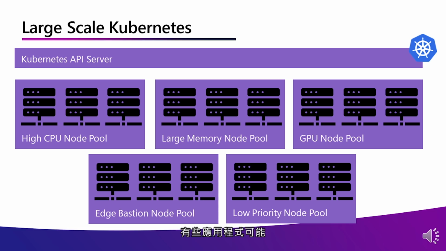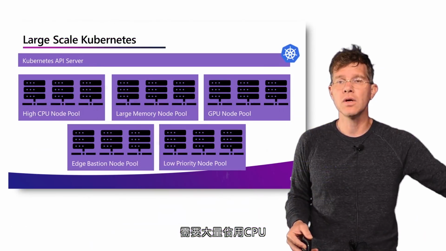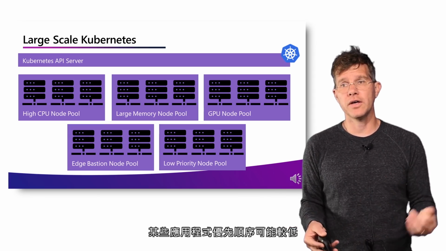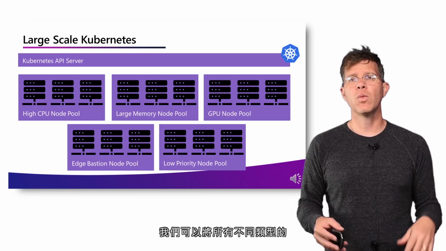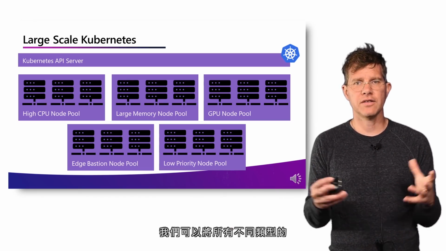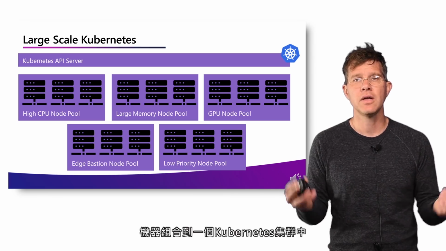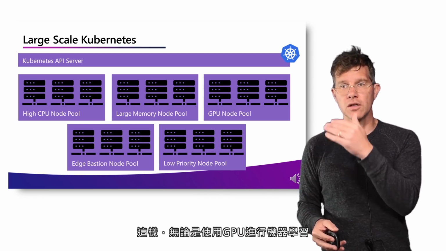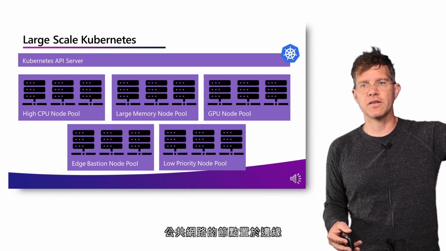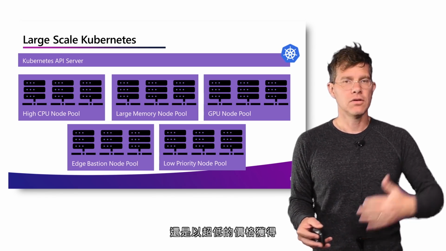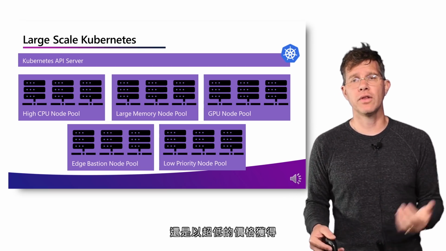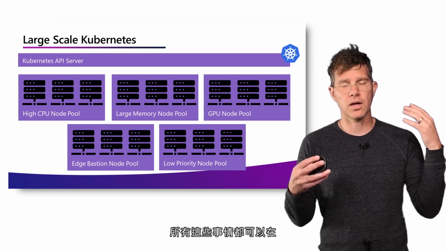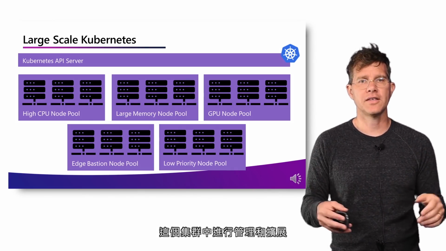You may have some applications that need access to a large amount of CPU. You may have applications that need access to GPU. You may have things that are low priority and you want to have cheaper prices. And we provide the ability to combine all of these different kinds of machine types together into a single Kubernetes cluster. So whether it's GPUs to do machine learning, nodes that you want on the edge because they're connected to the public internet, nodes that you want to be super cheap because you're only running background batch jobs on them, all of those things can be managed and scaled within the context of a single cluster.